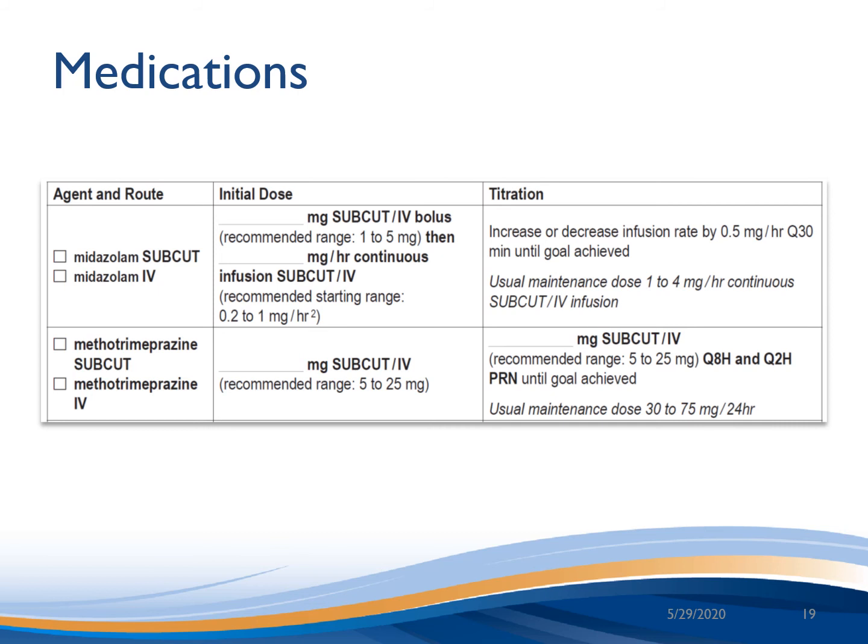The second line option for palliative sedation is methotrimeprazine, commonly known by the old brand name Nozinan. This again can be administered both as a subcutaneous or intravenous injection, and it's an intermittent injection typically given as a Q8H regular and Q2H PRN dose. The recommended range is listed here, and it has good subcutaneous bioavailability such that we use the same dose for subcutaneous and intravenous use.